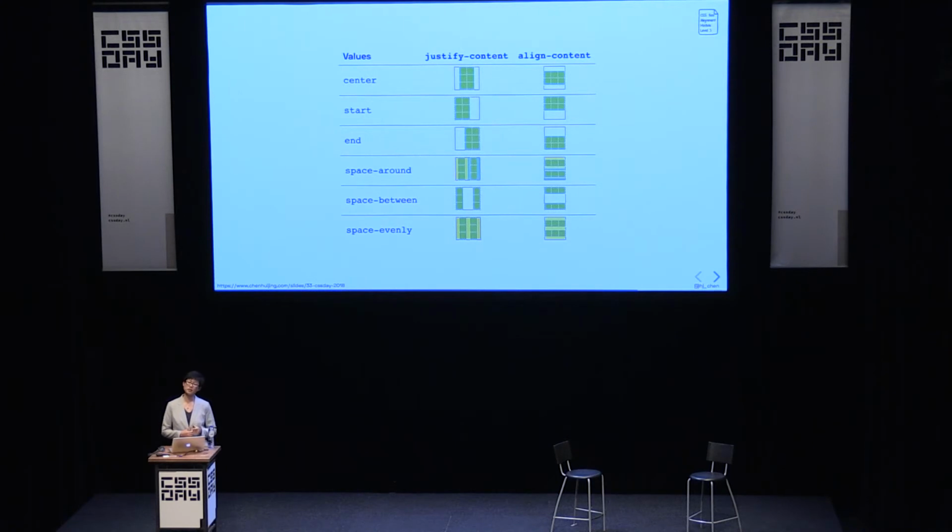So justify content and align content properties are known as content distribution properties. And we've already seen them in action in a flex formatting context. So this table is a summary of the values we've covered thus far.